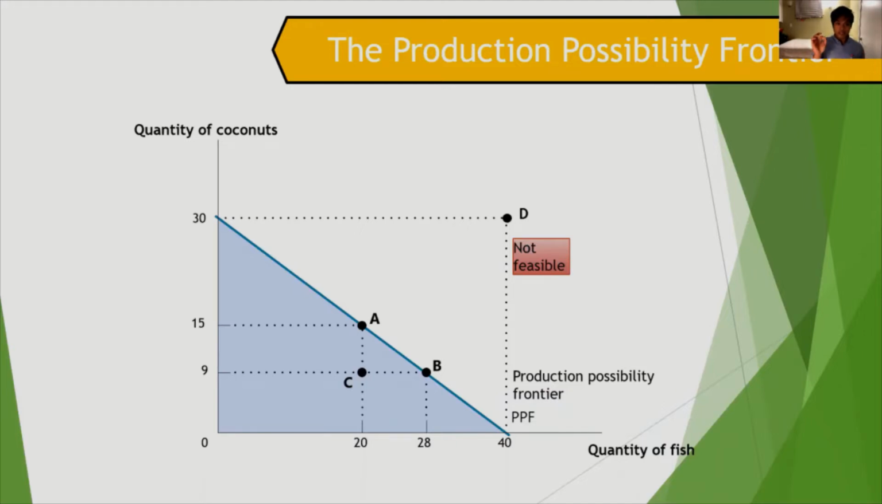However, we can get to D via trade, and that's if countries can specialize in production and produce a good and service that has the lowest opportunity cost, and they trade based on that. And when they trade based on that, they get to consume outside of their PPF.